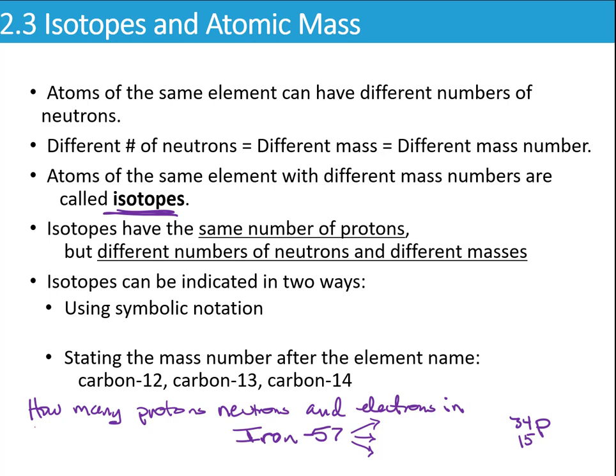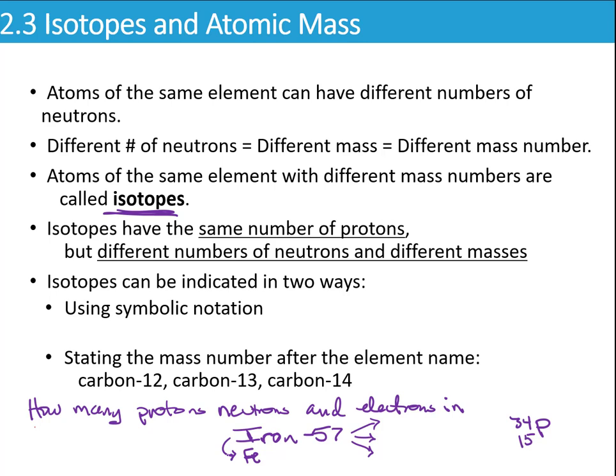So I gave you 3 different ways that you might actually have to use information. One of them is that you might have the name and the mass of the element, like this one, iron 57. When you see iron 57, first you have to look up the symbol for iron on the periodic table. It is Fe. Iron is one of the 30 elements, names, and symbols that you need to know. So if you find Fe, it's number 26.